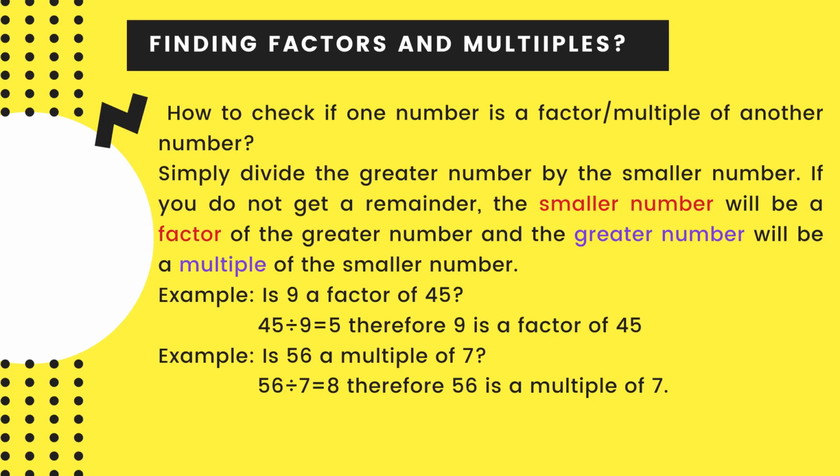When we divide 45 by 9, we get 5 and no remainder. Hence, 9 is said to be a factor of 45, while 45 will be a multiple of 9. Similarly, if 56 is divided by 7, we get 8. Therefore, 56 will be a multiple of 7, while 7 will be a factor of 56.